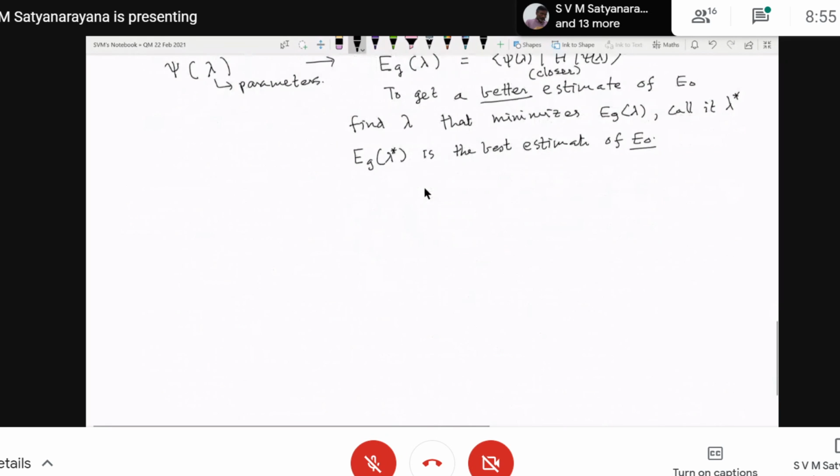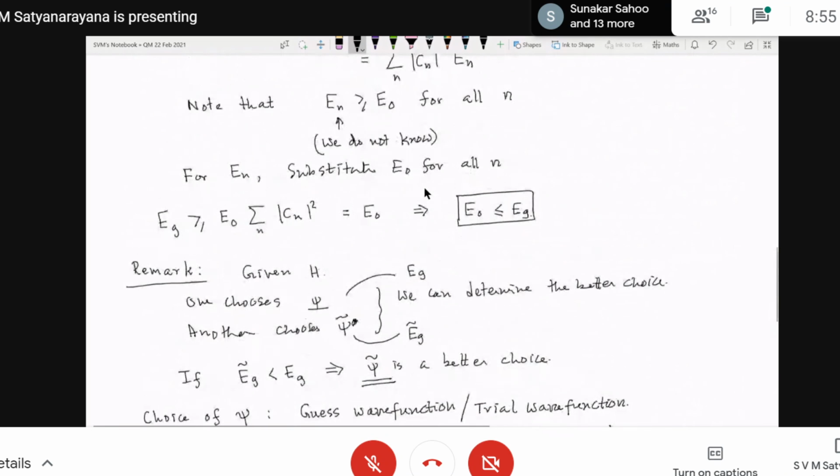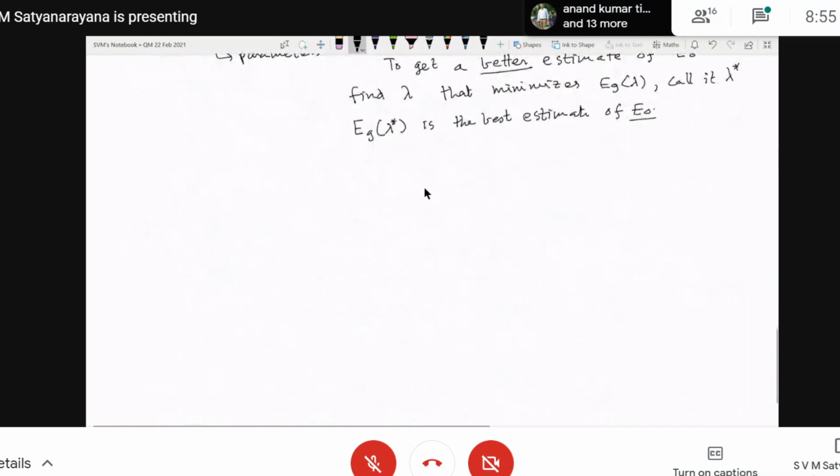Now let's look at some examples and see how we can do this. Sir, how do we choose this psi? Can we take psi as the eigenfunction of the unperturbed Hamiltonian and then develop it? Will it work, sir?